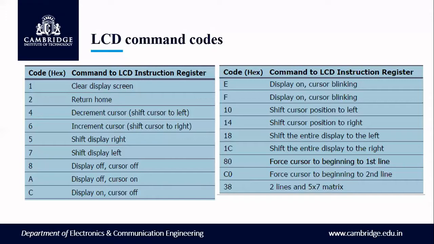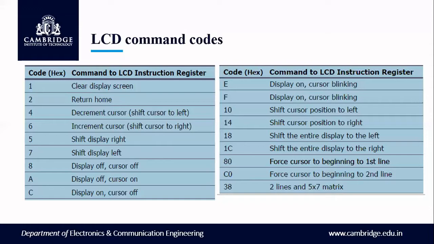If you are writing these onto the LCD, accordingly you will be initializing the LCD display. So if you want to have a 2 lines display, then 38 should be sent first. Then your display will be prepared for displaying on 2 lines. And 5x7 matrix means 5 rows and 7 columns. So this is how we need to understand these command codes.